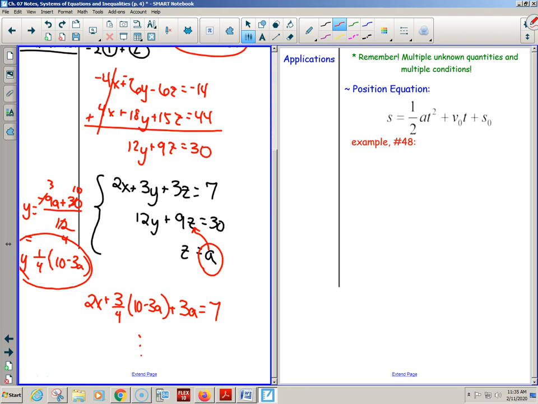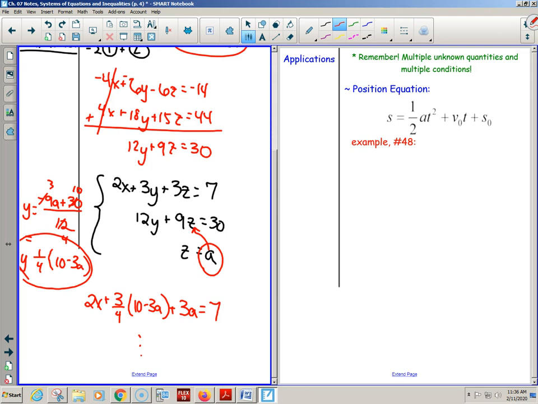So in this one, S is actually kind of like our Y. T is actually kind of like our X. What's missing is the A and the V and the S. What's missing is the acceleration and the velocity and the position. And so they're going to tell us something like in number 48. I think I gave you guys the odd just to help you out.